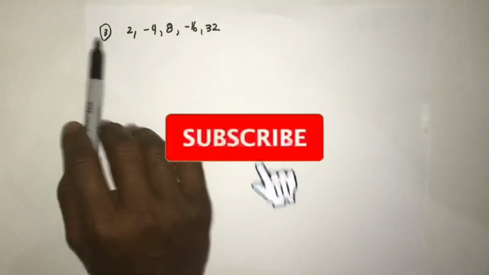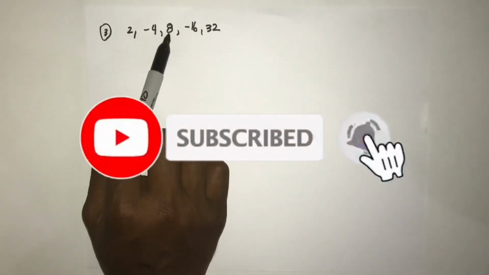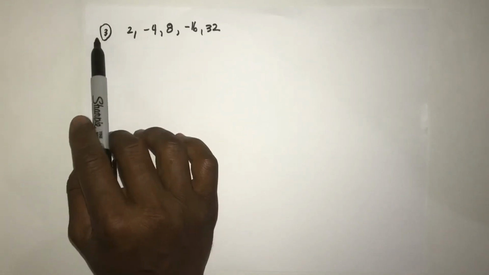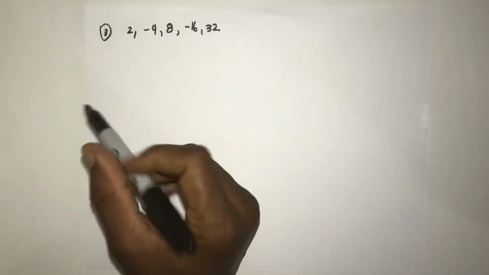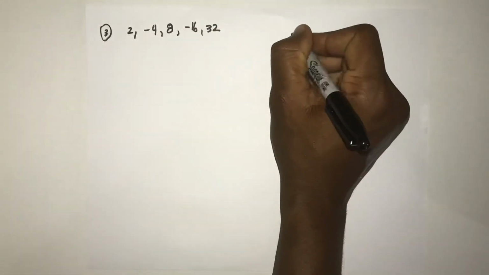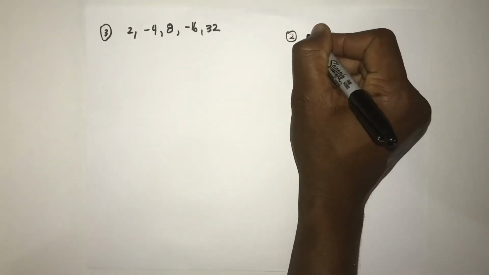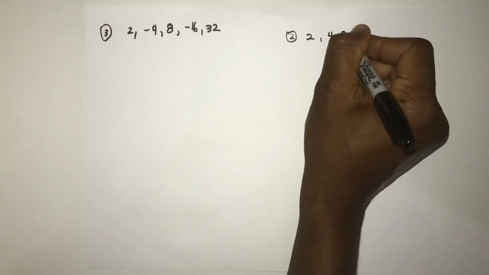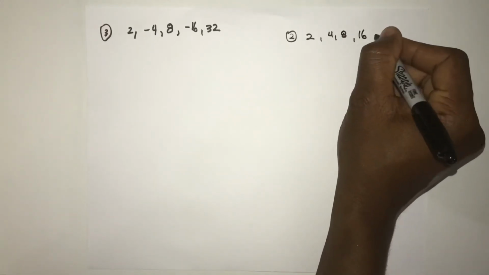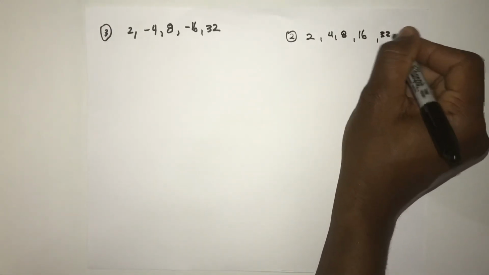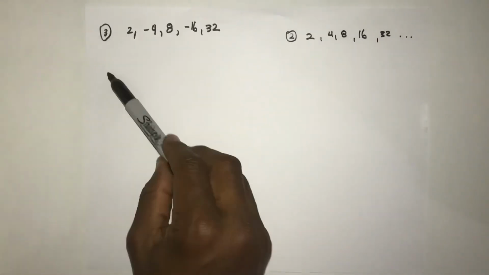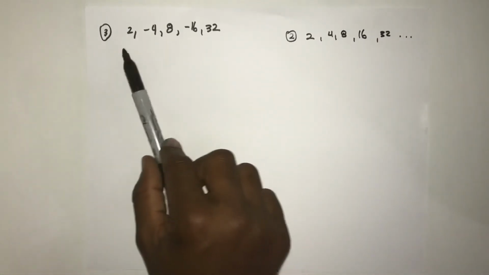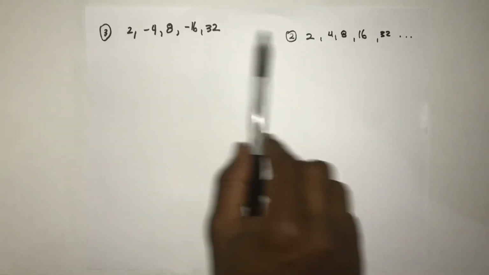Now looking at the third question: 2, minus 4, 8, minus 16, 32. Now we'll see that this is similar to the second question, and the second question was actually 2, 4, 8, 16, 32, etc. The only difference is that there's an alternating sign in terms of the polarity between questions 2 and 3.